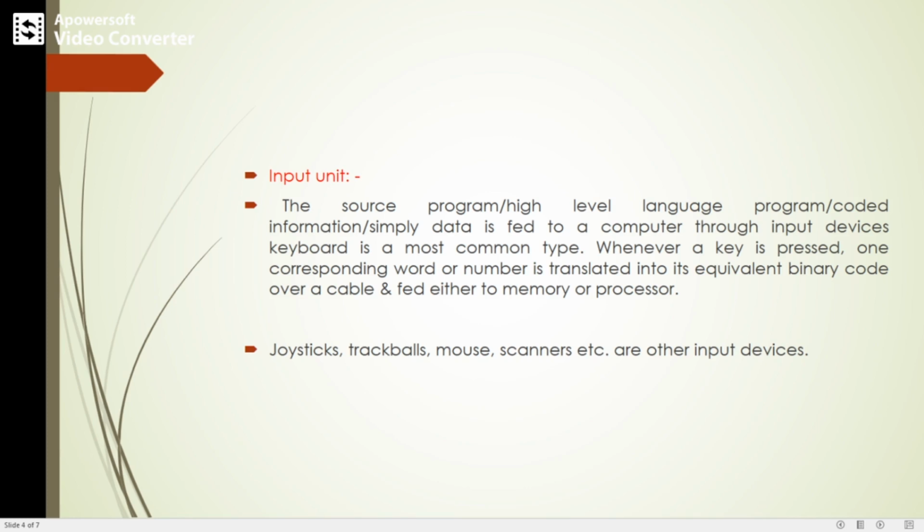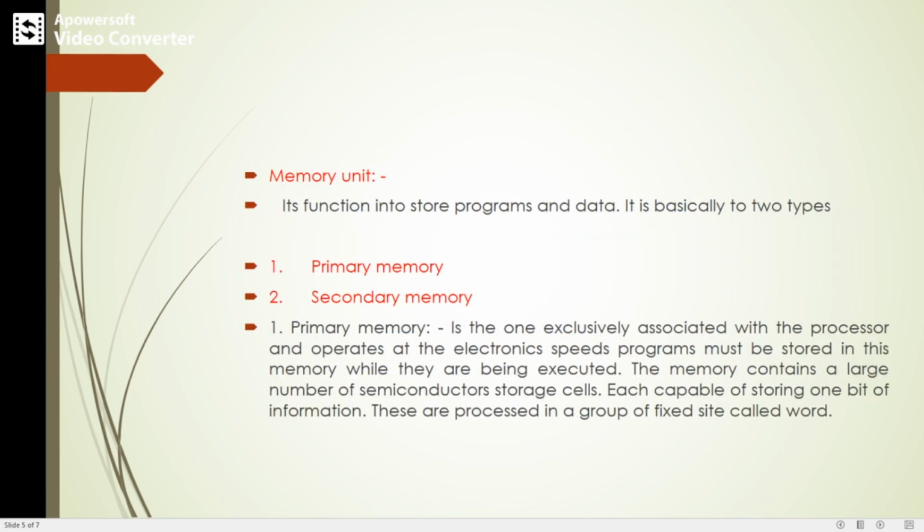The different types of input units may be joysticks, trackballs, mouse, scanners, etc. Next is the memory unit. Its function is to store the program as well as data. It may be either primary memory or secondary memory. The primary memory is the one exclusively associated with the processor and operates at electronic speed. Programs must be stored in this memory while they are being executed.